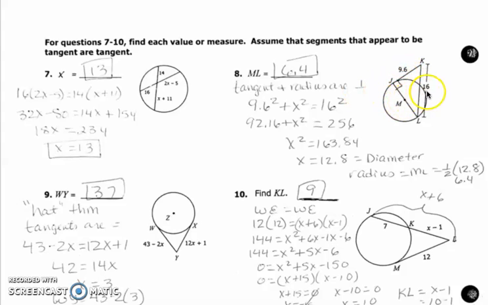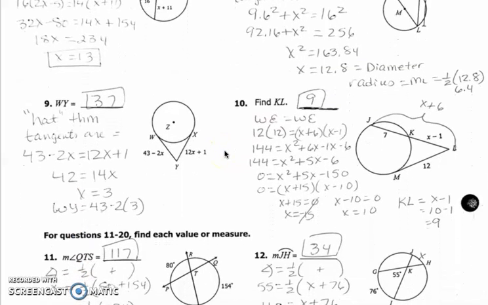A squared plus b squared equals c squared. 9.6 squared plus x squared equals 16 squared. I solve for x. Now when I solve for x, that's my diameter, and they were asking me to find ML, which is just the radius, so that's why I took half of 12.8.